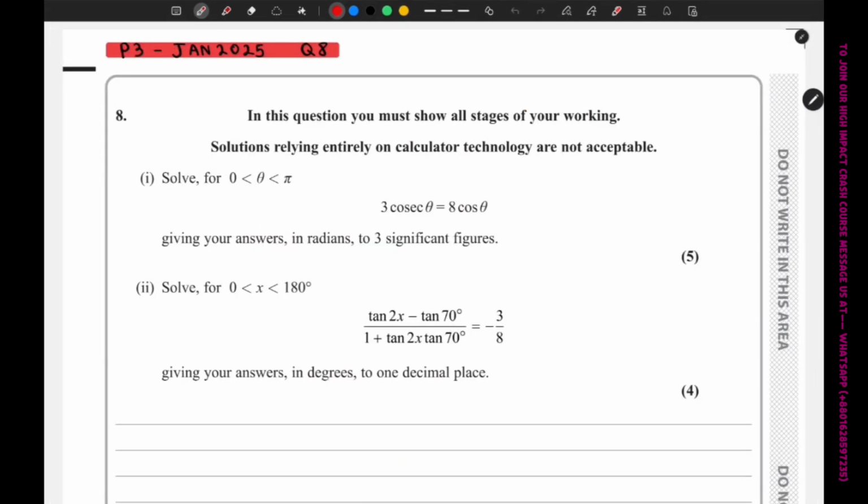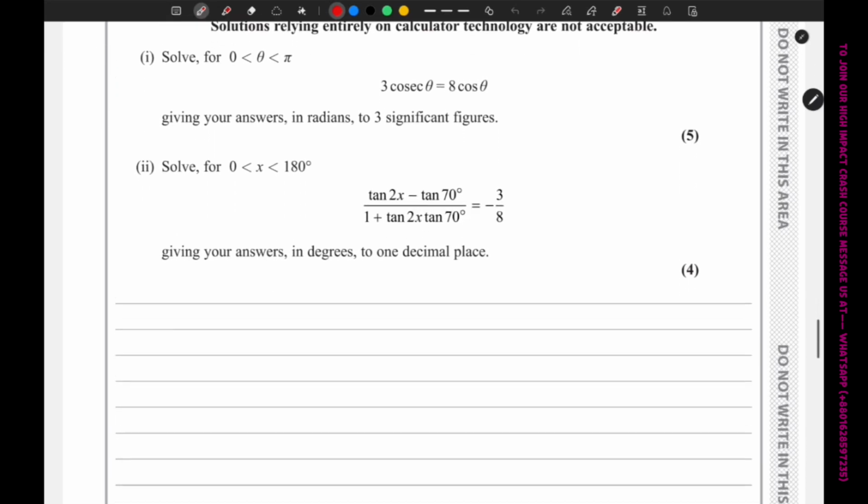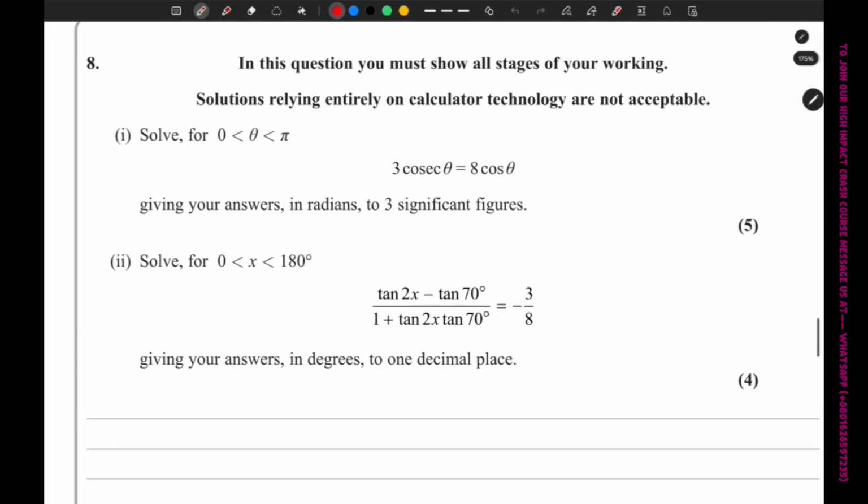Assalamu alaikum everyone. In the previous video we solved question 7 of P3 January 2025 session. Let's move on to question 8 of the paper. In the first part they have asked us to solve this equation, and the range of theta is given.